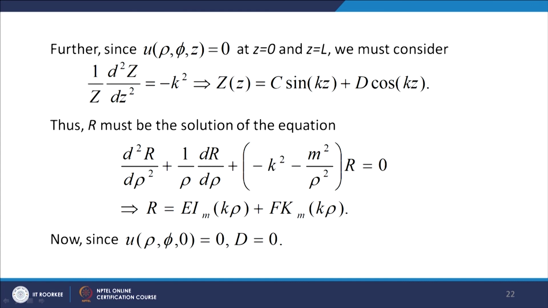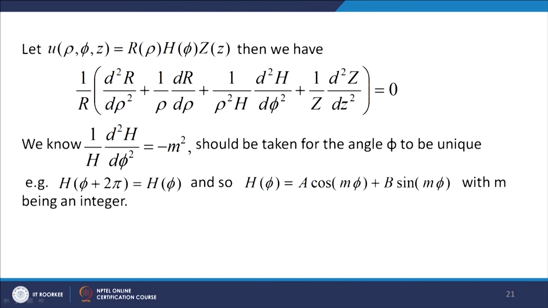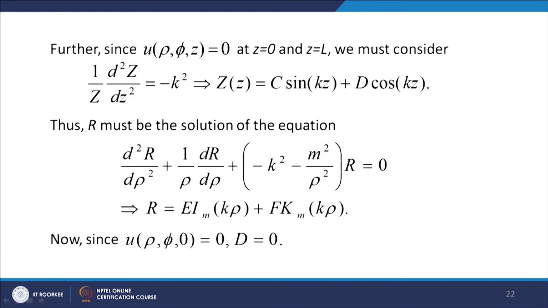Now r therefore must be a solution of this equation, because we have taken it as minus k square. So, we have minus k square here, and this is taken as minus m square. So, we get minus m square by rho square r. So, this is a Bessel's equation of order m, and its solution is r equal to E I m k rho plus f k m k rho.